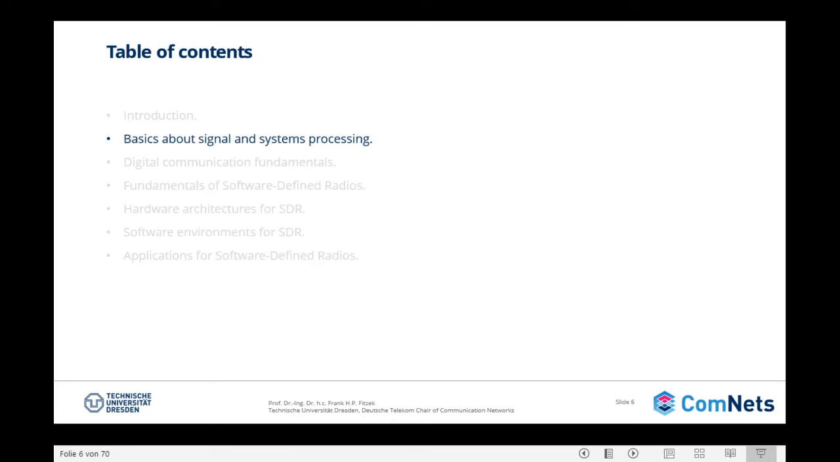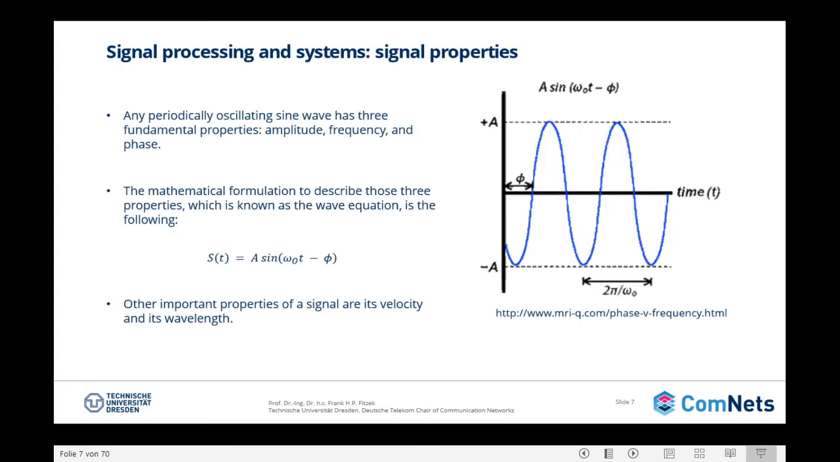Now, what we are going to do is to have a quick overview of the basics of signal processing. Let's start with the basic properties of a periodically oscillating sine wave. Any periodically oscillating sine wave has three fundamental properties. First, we have the amplitude. Second, it also has a defined frequency, and a phase.